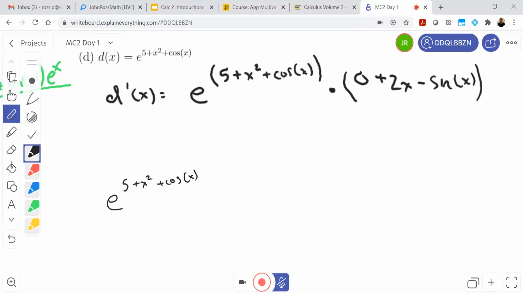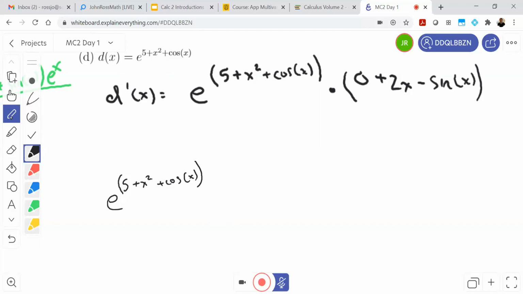So when I see this problem, I internalize this as follows. I think this is e raised to the, and then here I see a second function. I think of this as having secretly a couple of parentheses around it, right? This is e raised to a function, and this is exactly what we mean when we say a composition of functions. I've taken the weird function 5 plus x squared plus cosine, and I've plugged it into the exponential function. So this is e raised to all of that.